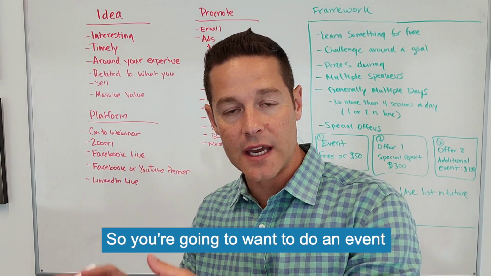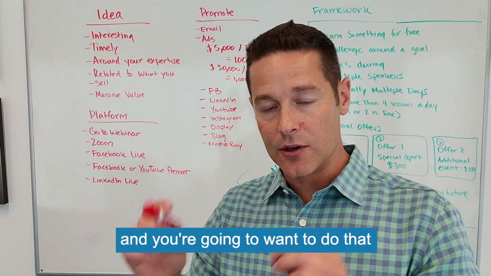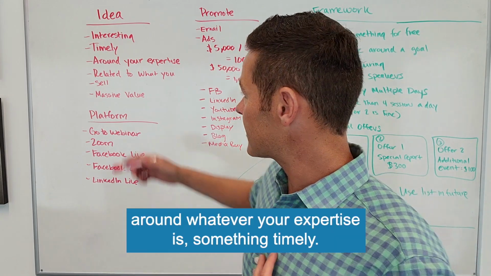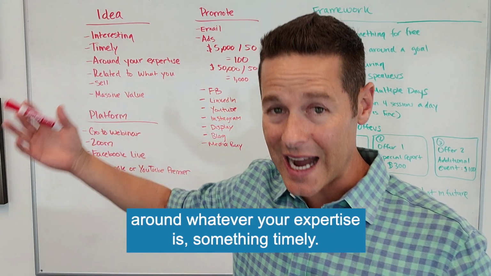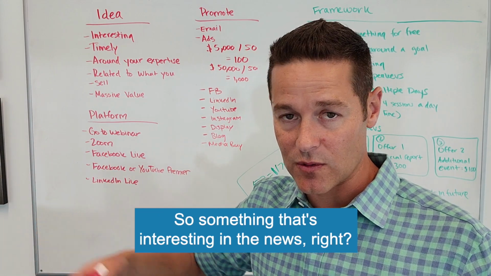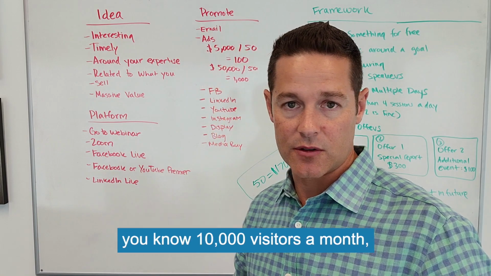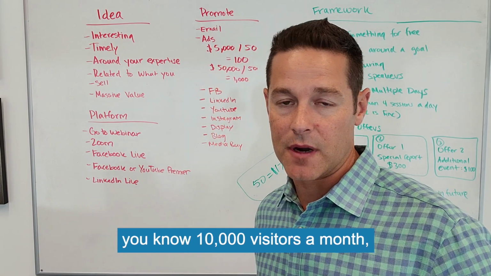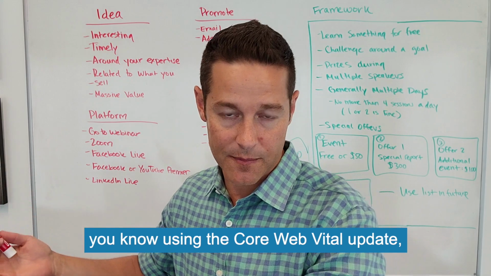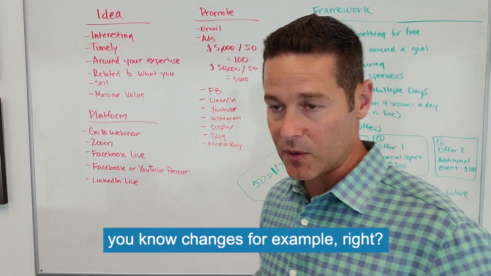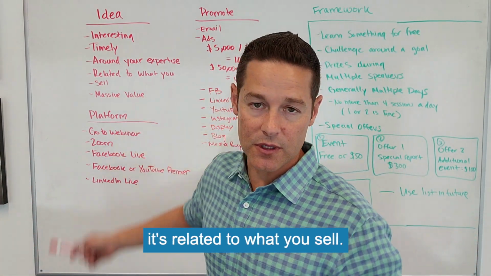So you're going to want to do an event, or you're going to want to do a challenge, and you're going to want to do that around whatever your expertise is, something timely, so something that's interesting in the news, right? So how to increase your website visitors, 10,000 visitors a month, using the Core Web Vitals update changes, for example, right? And you're going to want to make sure it's related to what you sell.